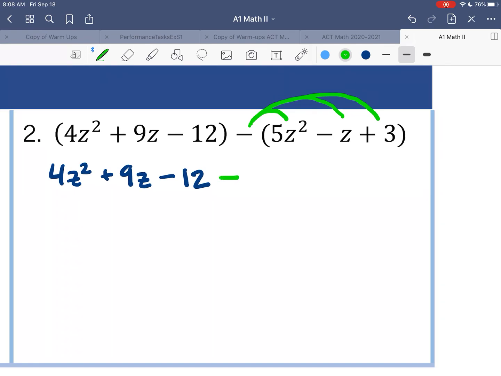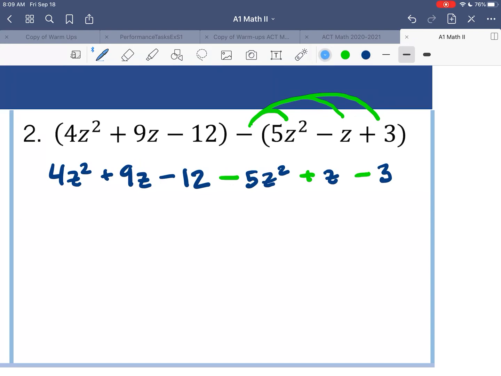So I'm going to start with a minus 5z squared. And then this z is already negative, and so when we distribute that negative, it turns positive. Positive z. And then this positive 3 becomes a minus 3. So if it helps you in this process, distributing a negative just flips every single operation here. So we flipped the positive 5z, we flipped the negative z, we flipped the positive 3.